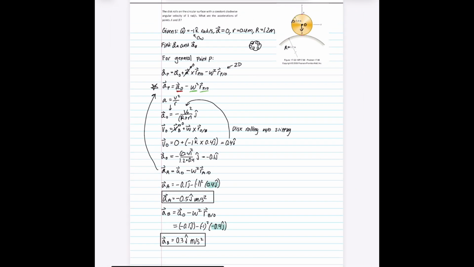So that is related accelerations, taking into account the special behavior of the non-slipping point B.